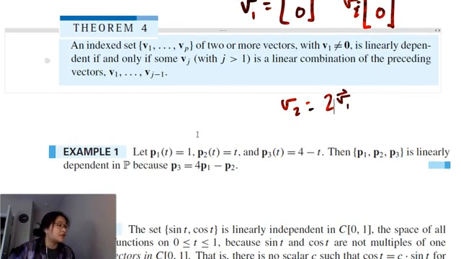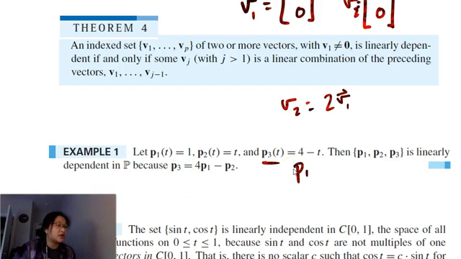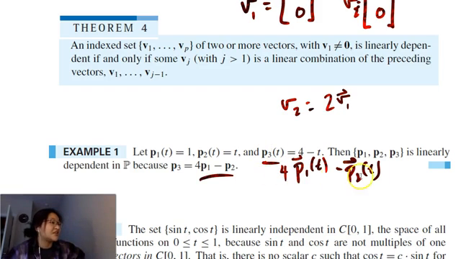So we can also think about this with polynomials. If we have p1 of t is 1, and p2 of t is t, and p3 of t is 4 minus t, then we have a linearly dependent set in our polynomial space, because p3 is p1 scaled up by 4, and then minus our p2. So, this is linearly dependent.